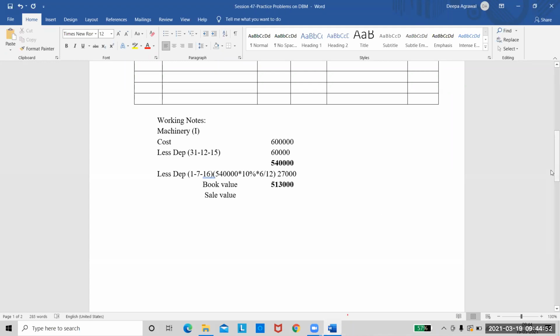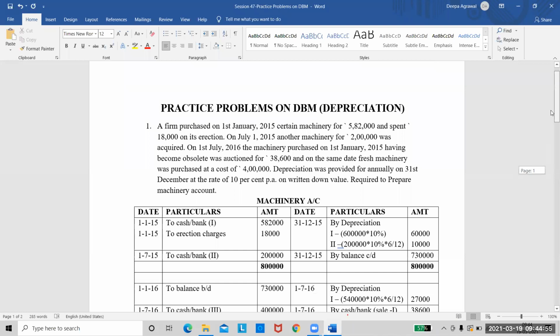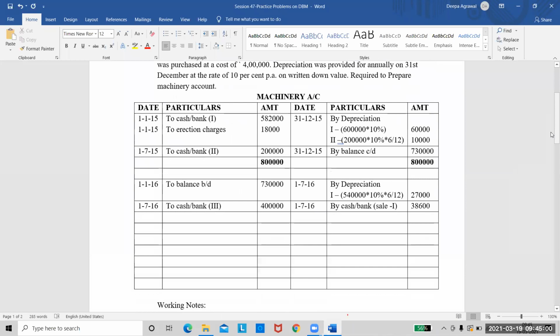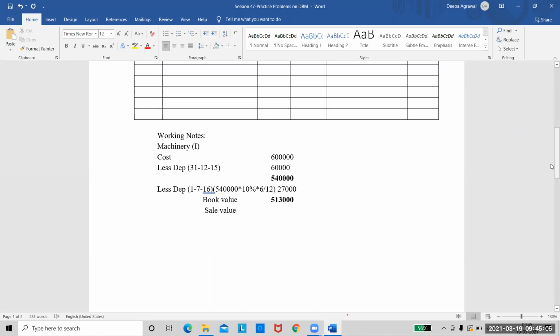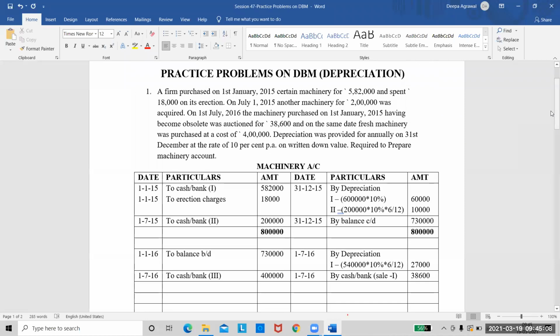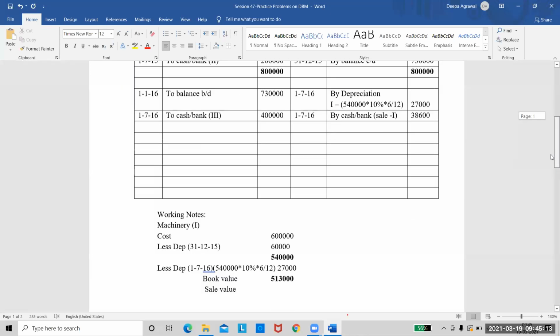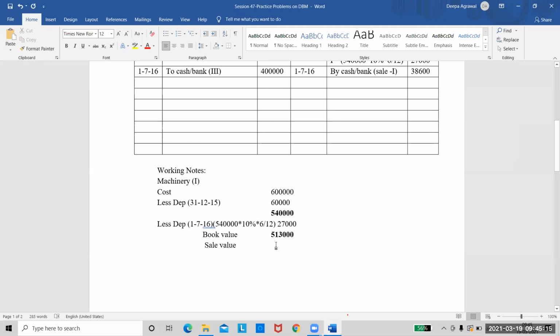See, once see the problem, we purchased the asset for 6 lakhs, right? And then we provided depreciation only twice. So my leftover balance was 5,13,000. And this machinery of 5,13,000, I am selling it for only 38,600. That is such a less amount. So that would be my loss or profit. So I'll write it as loss on sale. Loss on sale for machinery number 1.